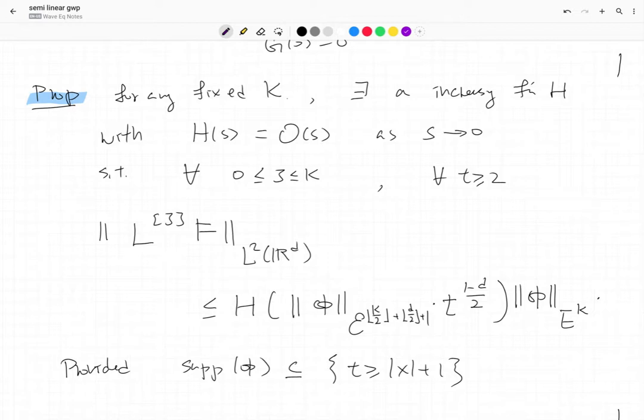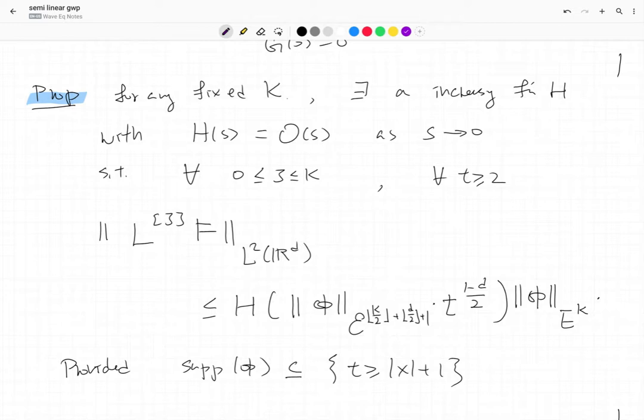Bounded by h acting on phi, measured in the curly E space with k over 2 plus d over 2 plus 1 derivatives, multiplied by the decaying factor t to the 1 minus d over 2, and multiplied by phi measured in Ek. This is provided the support of phi is within the cone that we specified. The phi has a support property that t is bigger than or equal to x plus 1.